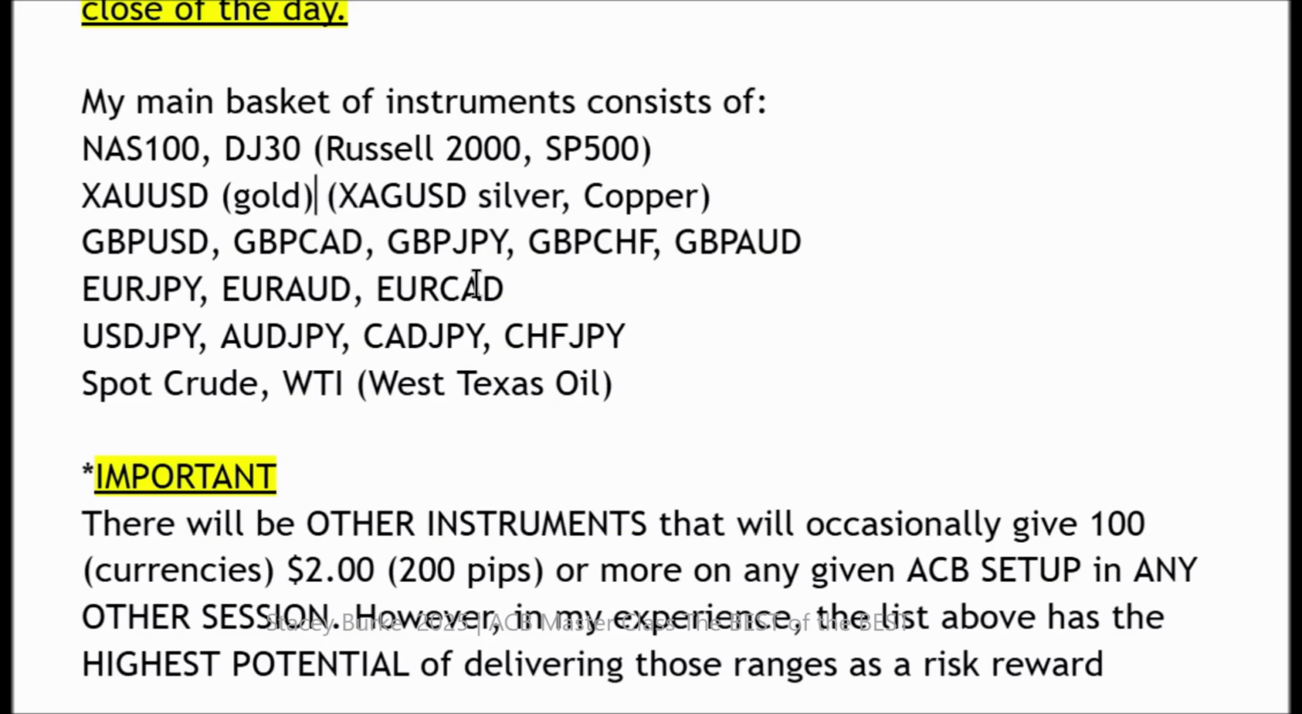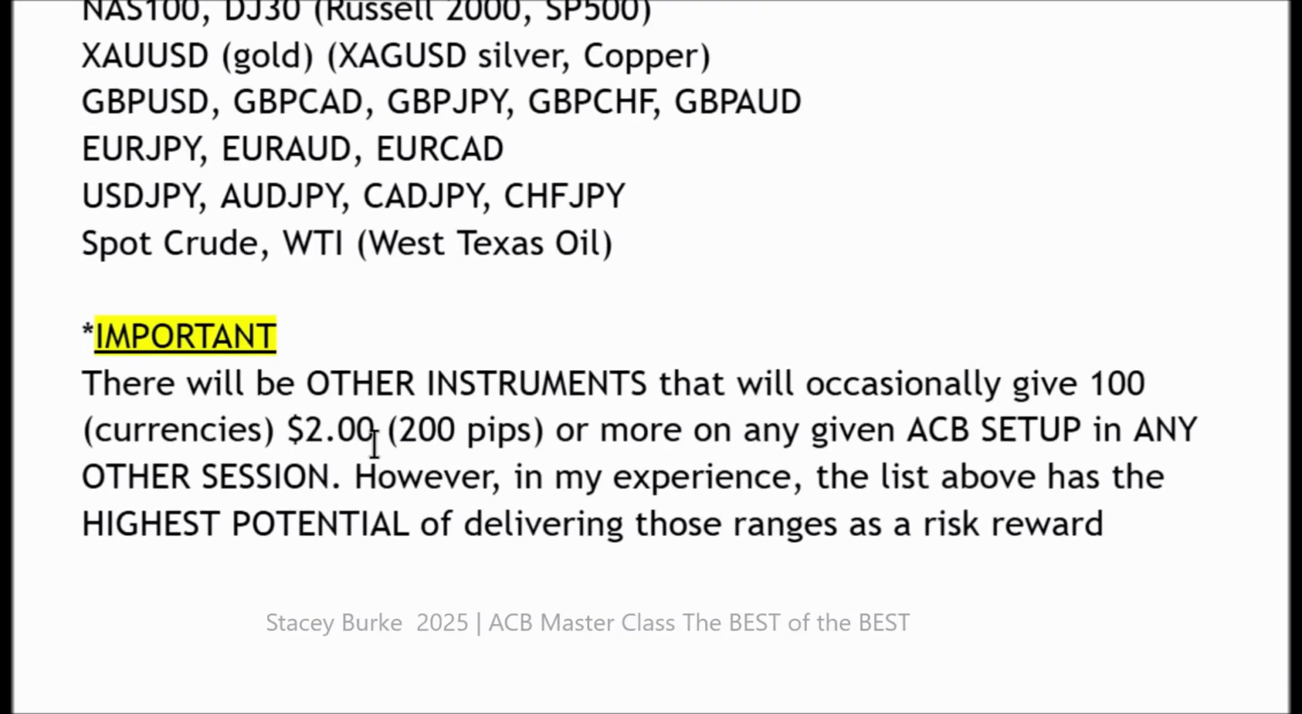So understand that. But these are the pairs with their volatility that typically are the ones that have the highest probability in the New York session of setting up into one of these all-in ACB templates. Of course, our yen crosses and spot crude or West Texas oil.